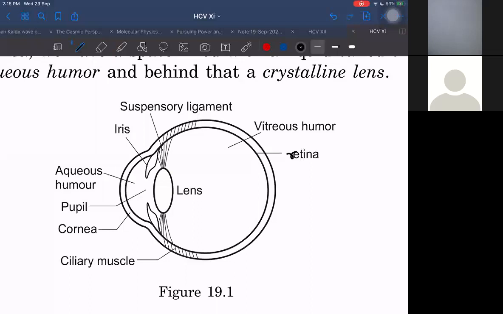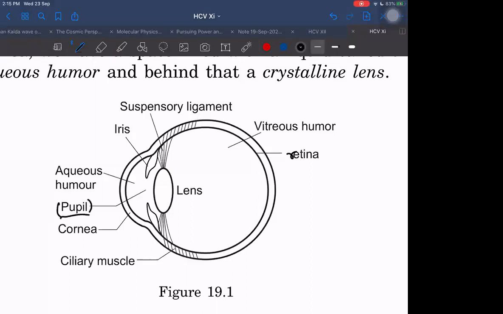But this mechanism is already there. God has given us that mechanism, that there is a pupil, and this pupil can make the hole opening small, and it can make the hole opening large accordingly, when we want the light to be more or less. For example, in the dark, the light intensity is already very less, but we want to see at that time also.